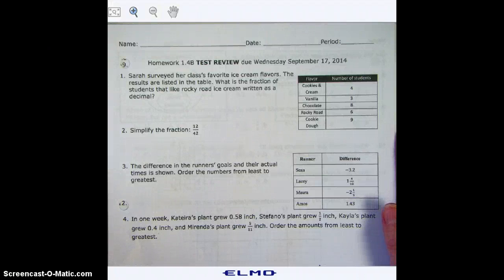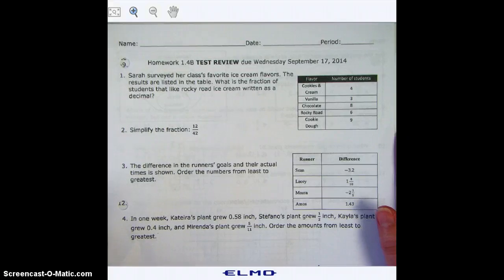Your test is on Thursday, so it's time for us to get prepared. Let's start with question number 1. Sarah surveyed her class's favorite ice cream flavors. The results are listed in the table. What is the fraction of students that like Rocky Road ice cream written as a decimal?